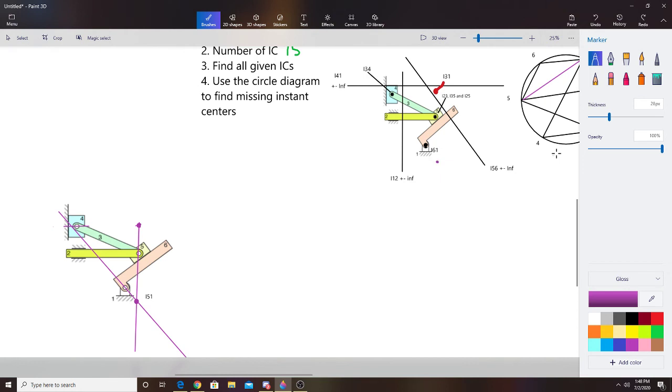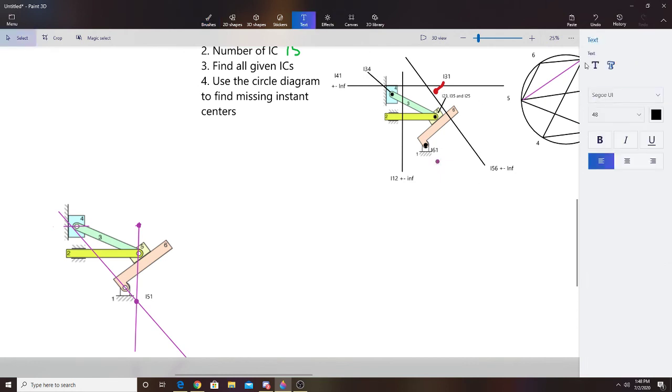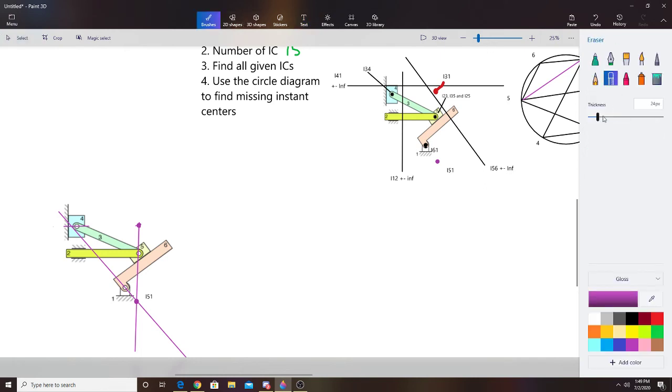Oh no. Alright. 5,1. It is right there. So I51 is that dot. Now let me go ahead and do the magic eraser.